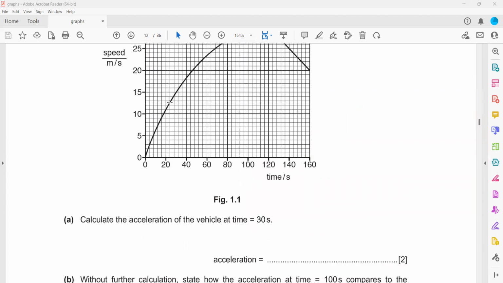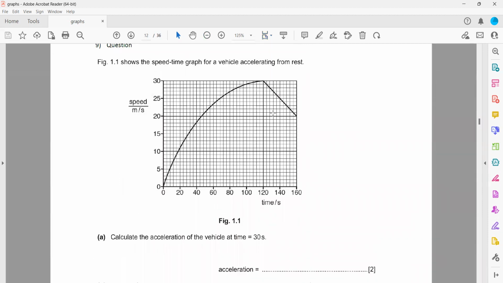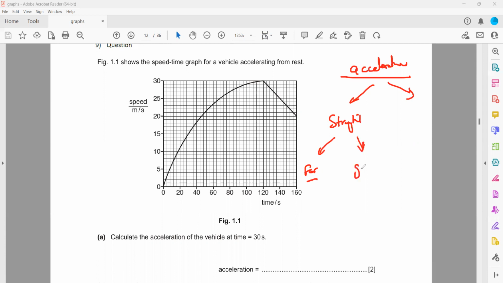Calculate the acceleration of the vehicle at time equals 30. If you want to calculate acceleration or deceleration, it depends on the shape of the graph. It might be a straight line. If it is a straight line, then you have two possibilities: you can use a formula or you can use a gradient. But if it is a curve, then you have to draw a tangent and find the gradient of the tangent.